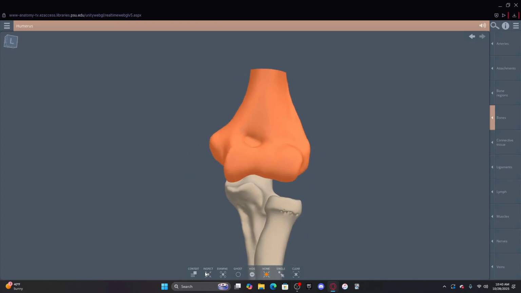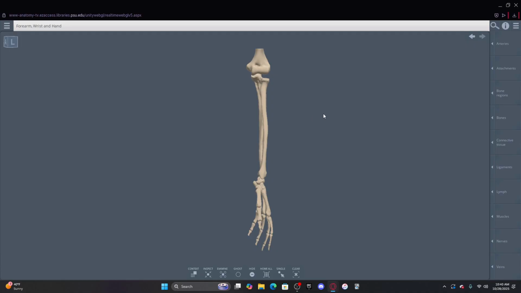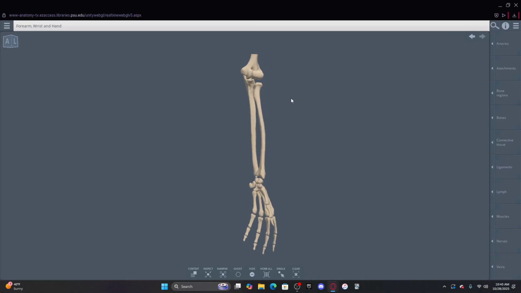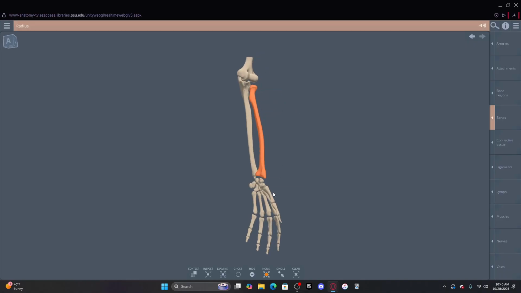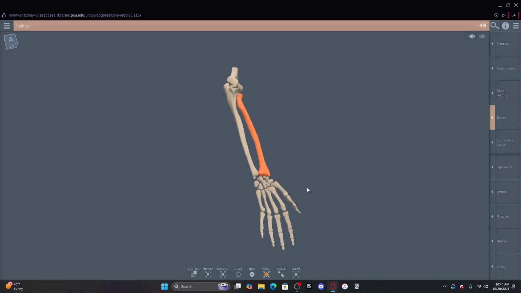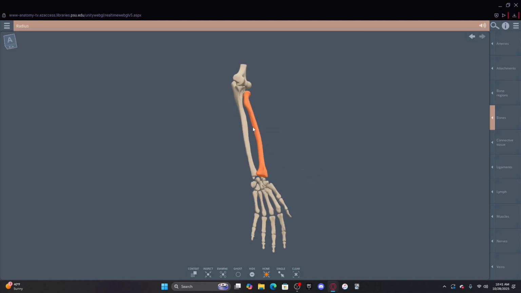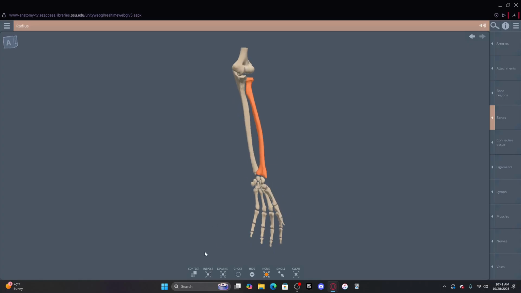Right, so now let's go back to the radius and the ulna. Trochlea and capitulum are the parts of the distal humerus. Now we're going to go to the radius. This is our radius, right? Radial side. Our radial side is going to be on the side of where our thumb is, so our thumb is on our radial side. So here we have the radius.